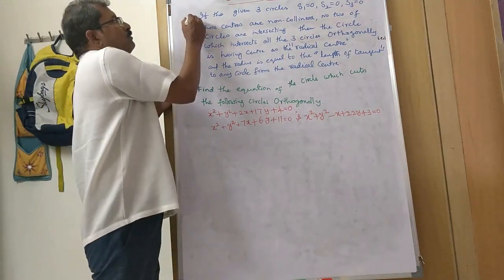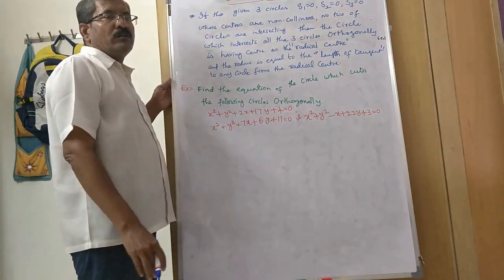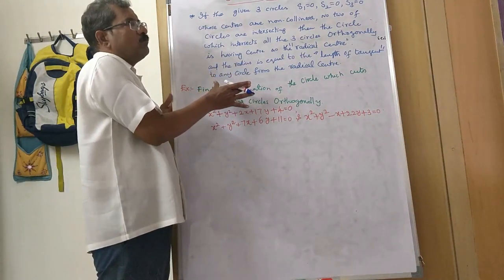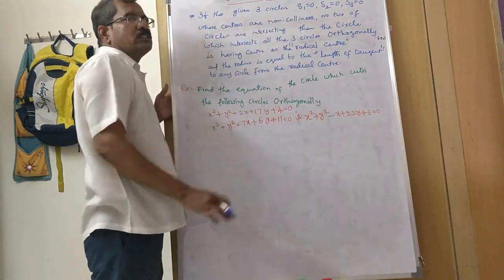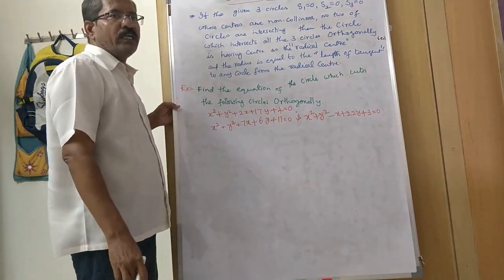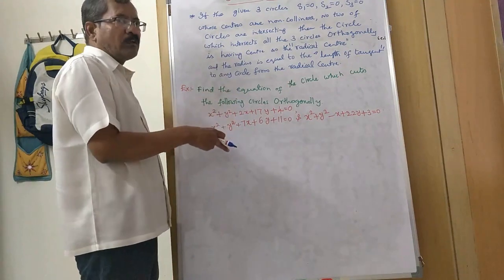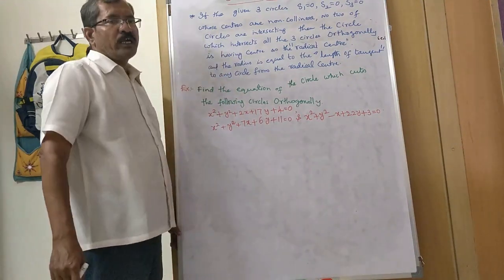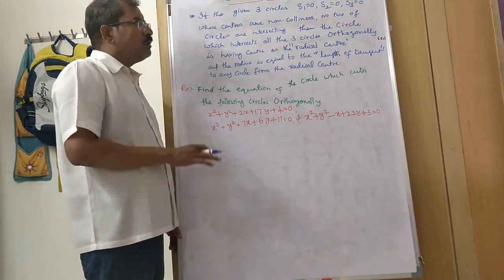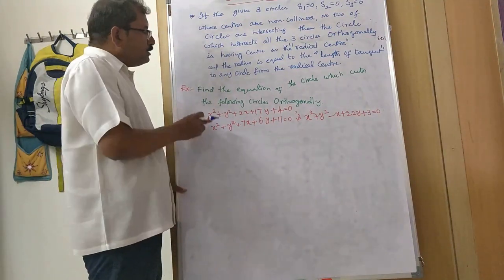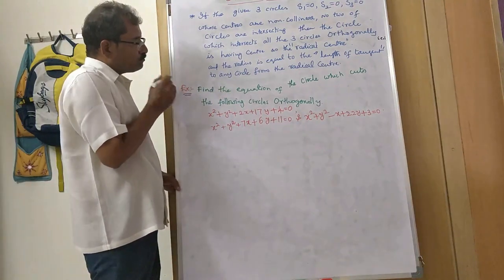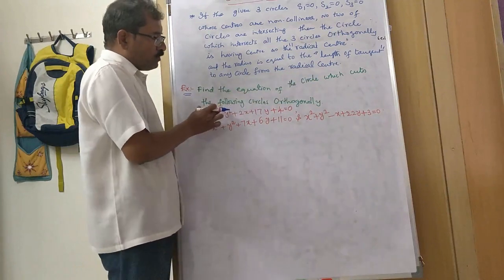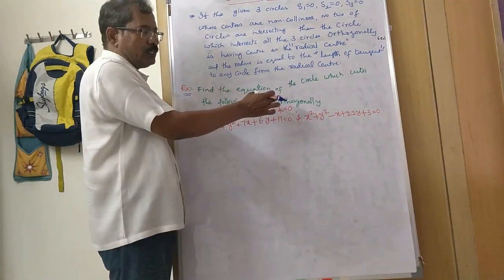Okay, length of tangent to any circle from the radical center. This is one concept which is very important. Right? Here what it says: the orthogonal circle which is orthogonal to these three circles, its center is the radical center of the three circles, and the radius is the length of the tangent to any circle from the radical center. See one example on this. Find the equation of the circle which cuts the following three circles orthogonally.